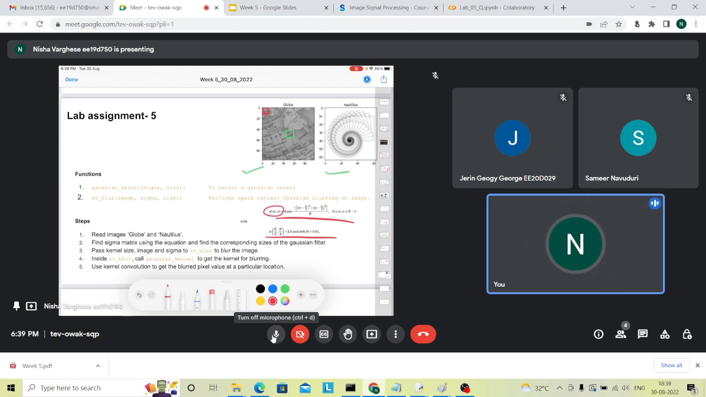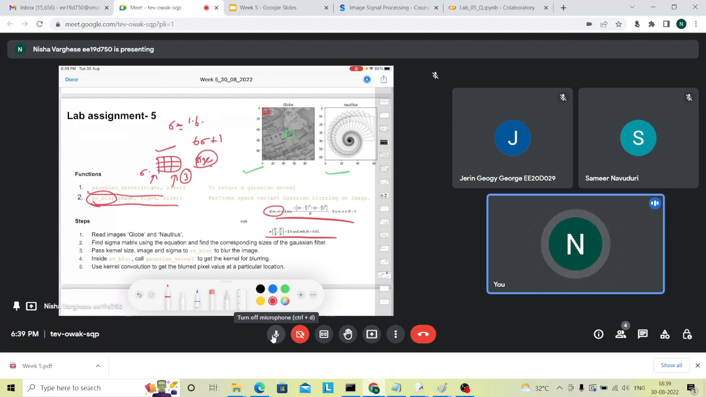So you have two functions in the code, Gaussian kernel and space variant blur. Gaussian kernel will return a kernel with a particular size, here it is 3 by 3, and a particular sigma. If you are given a sigma like 1.6, you get the size as 6 sigma plus 1. Then that size and sigma you have to give to Gaussian kernel. It should return a kernel like this. If the size is 3 by 3, you have to get a 3 by 3 size kernel, and using that kernel you have to blur the image using the SV blur function.